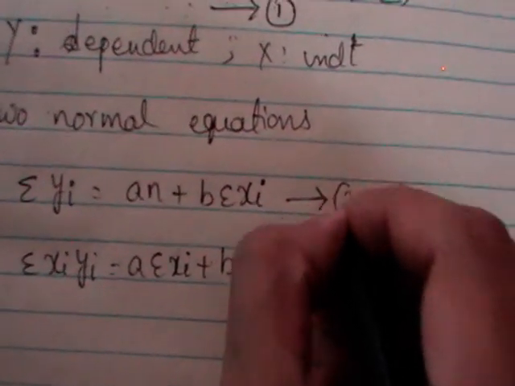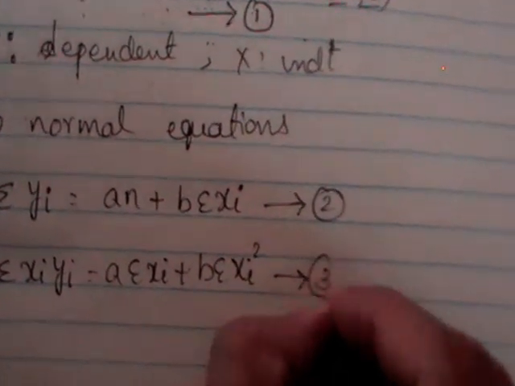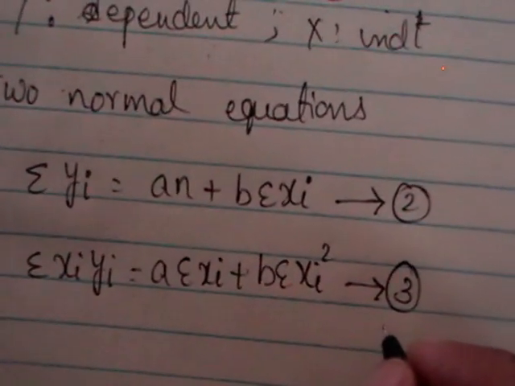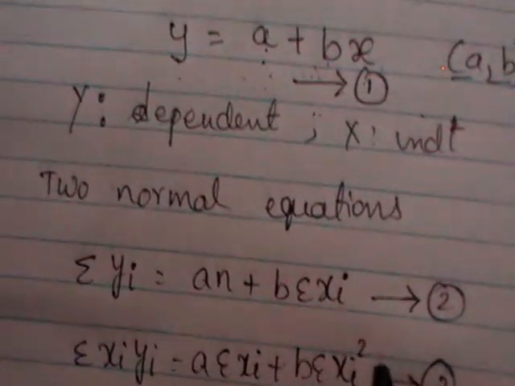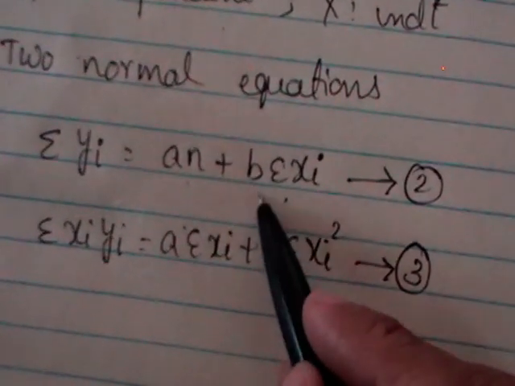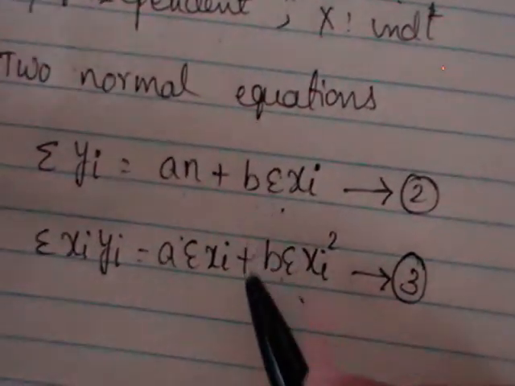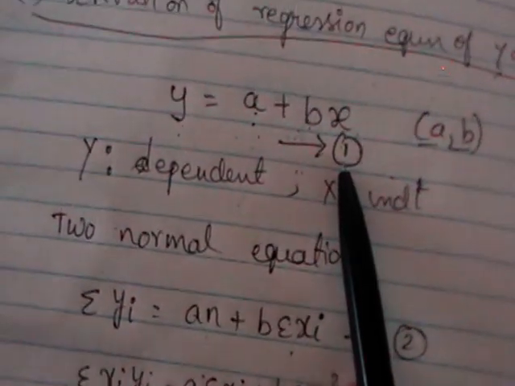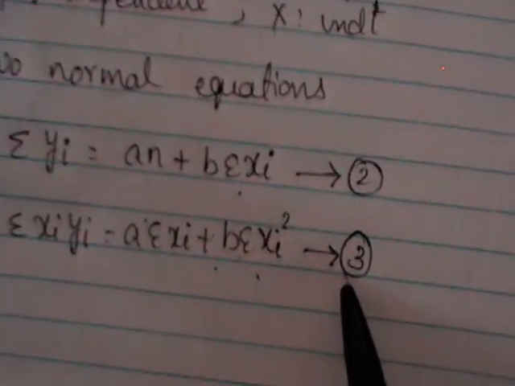Let us name this as equation number 2 and equation number 3. While doing numerical problems, you'll find these totals and solve these equations to calculate a comma b. But here we are going to solve these equations. Let us see how to solve. Take this as equation number 2. Write the normal equations. Name as equation number 2 and 3.